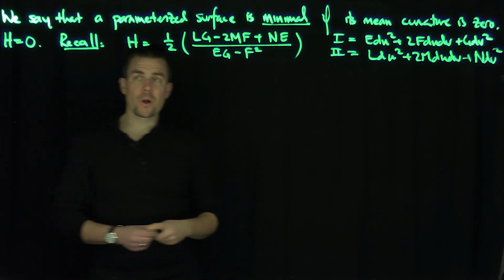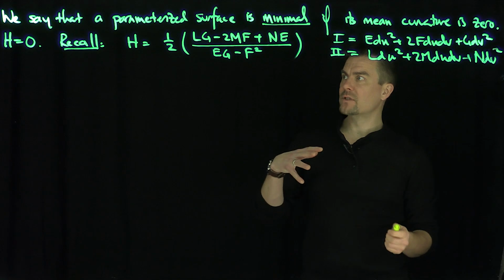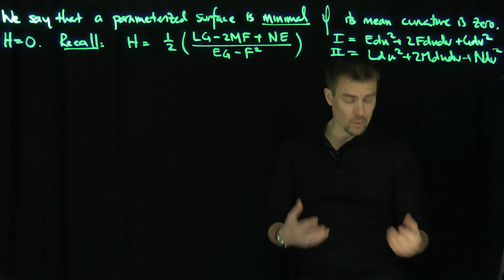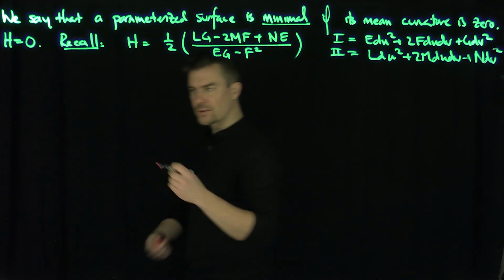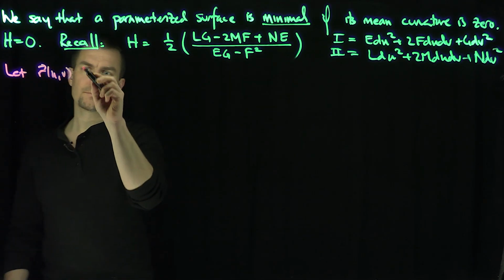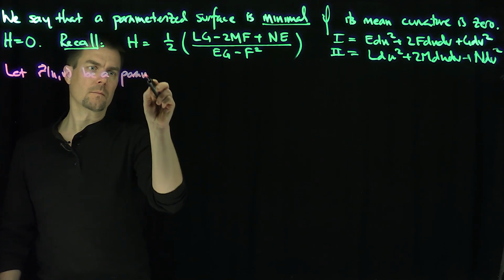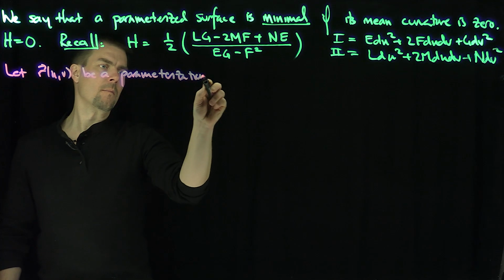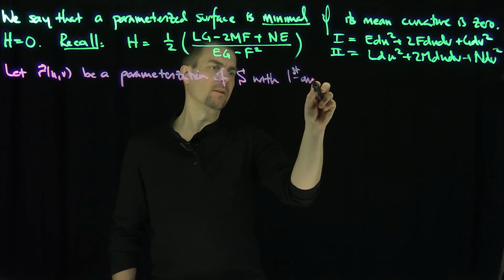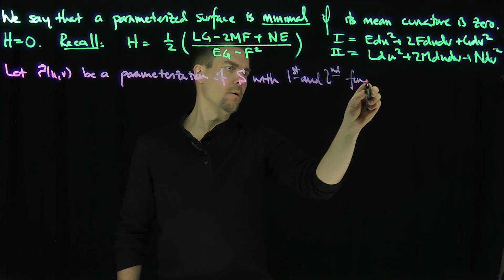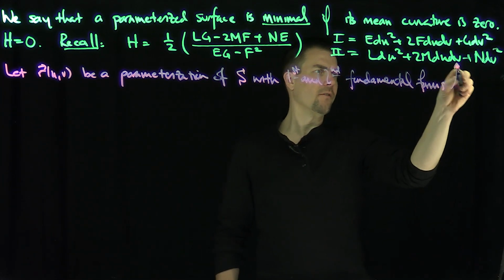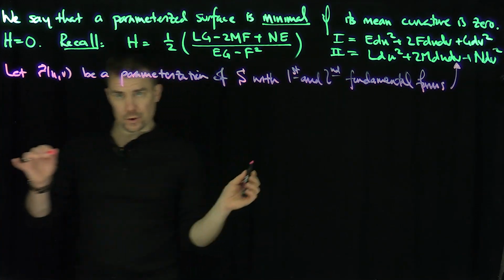Great. All right, so now what I want to do is give some context for when the surface is minimal in terms of the variation, because minimal necessarily implies that some derivative is equal to 0. So what we're going to do is perturb our surface. Let R of u, v be a parameterization of our surface S with first and second fundamental forms given by that.